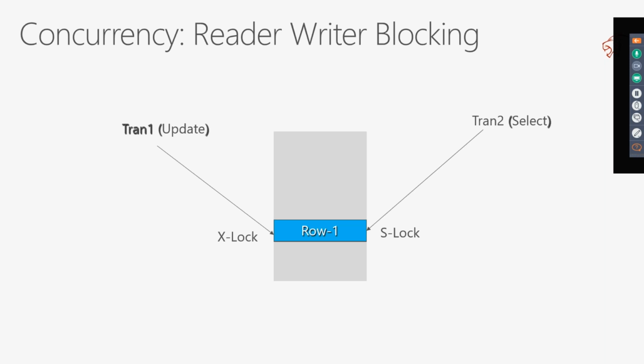So what we allow now with 2005 onwards, you can tell SQL Server that my reader, in this case transaction 2, is okay to read the row that was red. That was before it was changed. Okay.